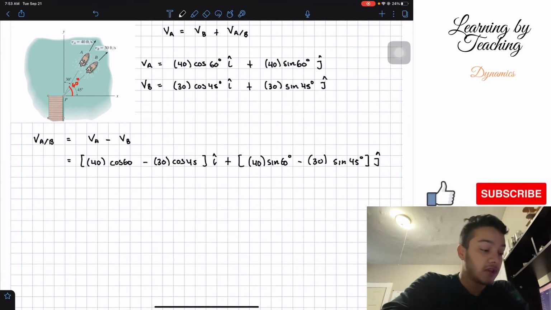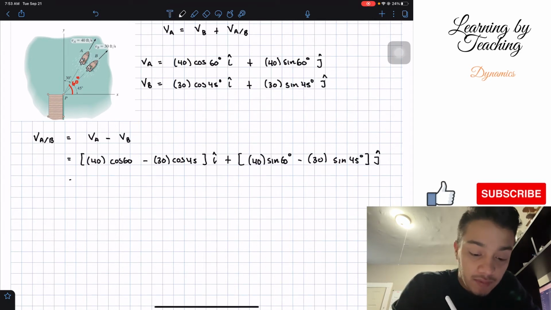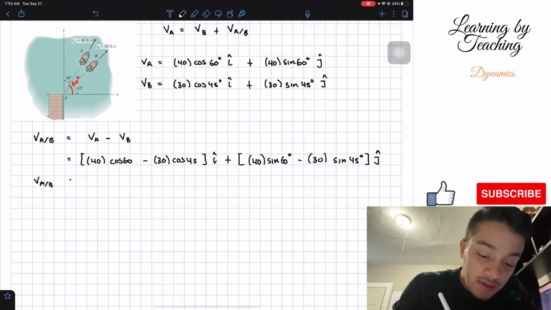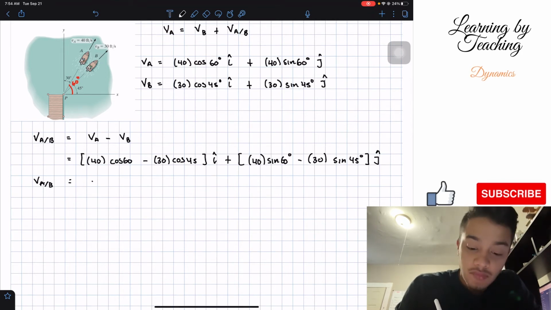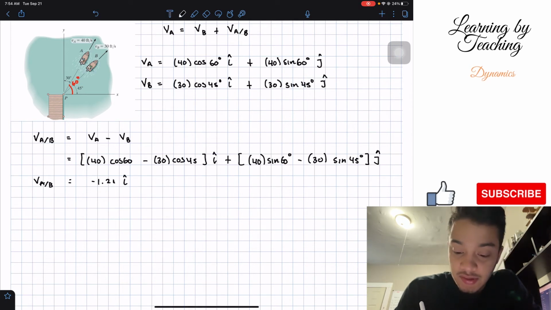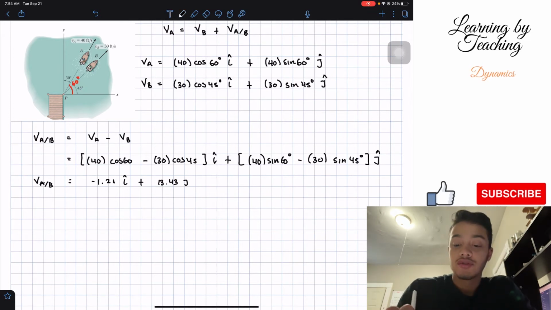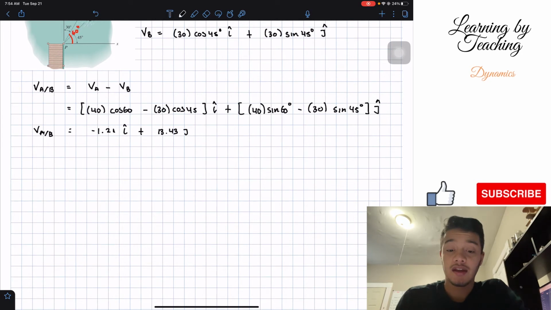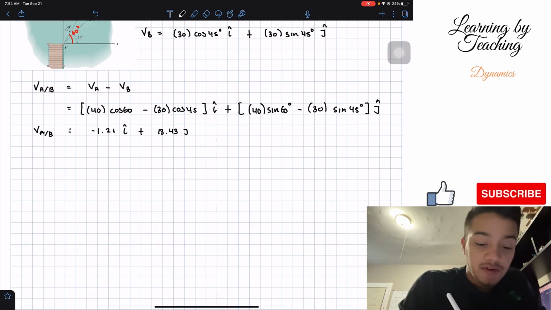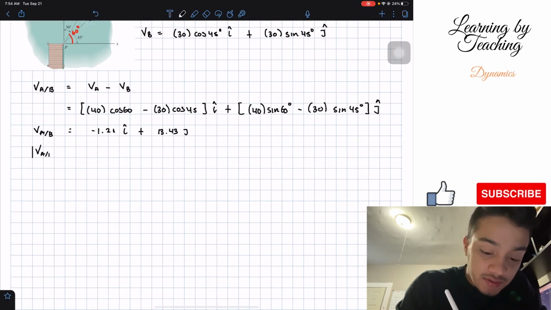So we're going to plug these values into the calculator, and we will get that our velocity of A relative to B is equal to negative 1.21 in the x component, plus 13.43 in the y component if we round it up, okay? So now we have our velocity in x and y coordinates. We can also find the velocity of A relative to B as magnitude and direction.